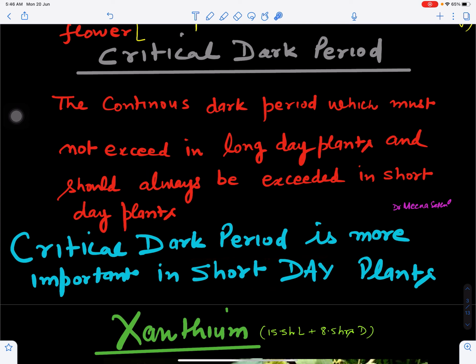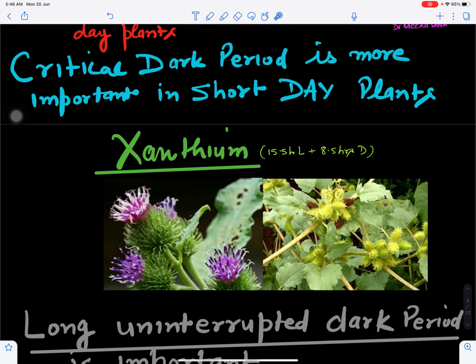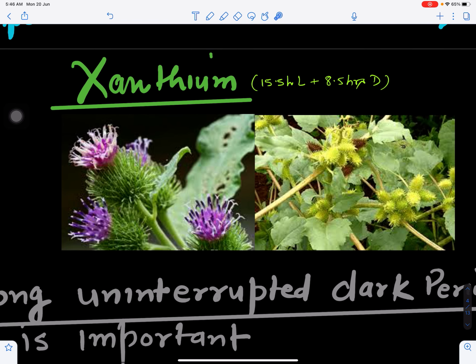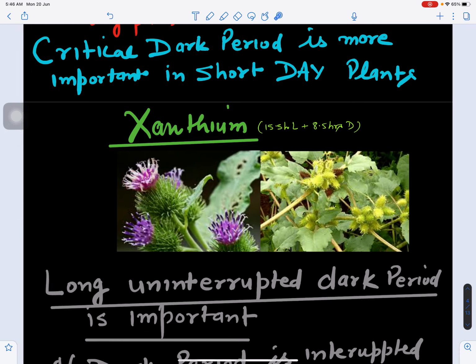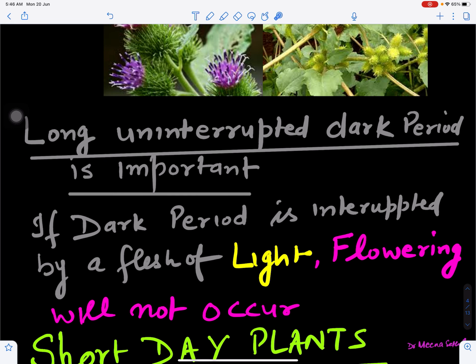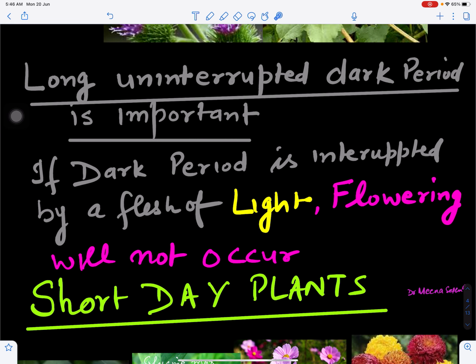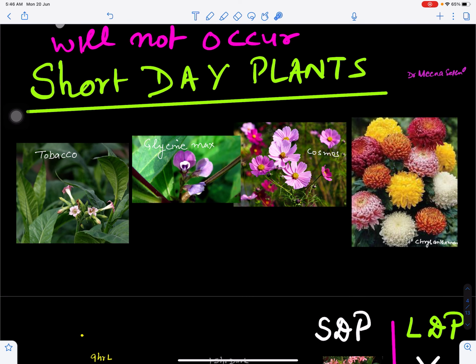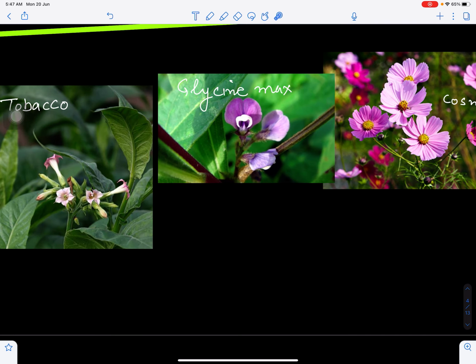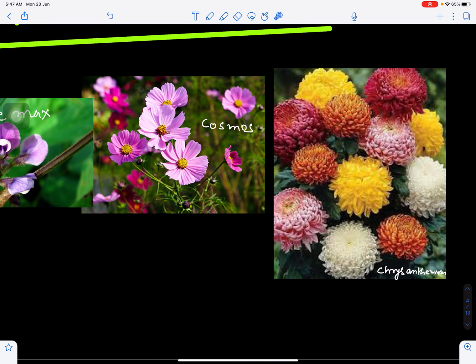So if the dark period is interrupted in a short day plant by a flash of light, flowering will not take place. Now this is the short day plant, Xanthium strumarium. This requires 15.5 hours of light and 8.5 hours of dark period. If its dark period is interrupted by a flash of light, flowering will not take place. So a long uninterrupted dark period is important. So these are some of the short day plants: tobacco, Glycine max, cosmos, and chrysanthemum.